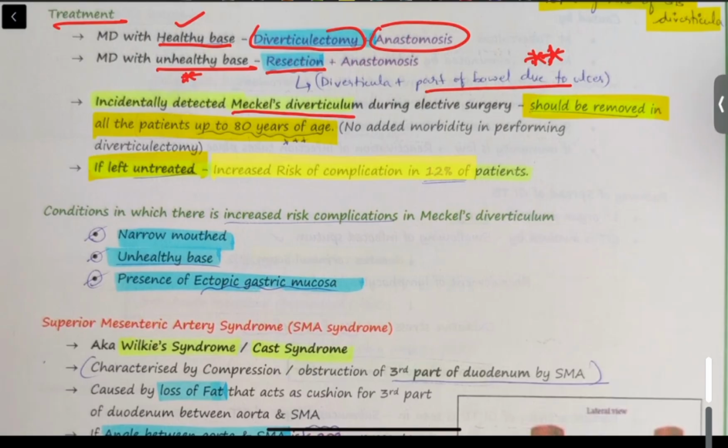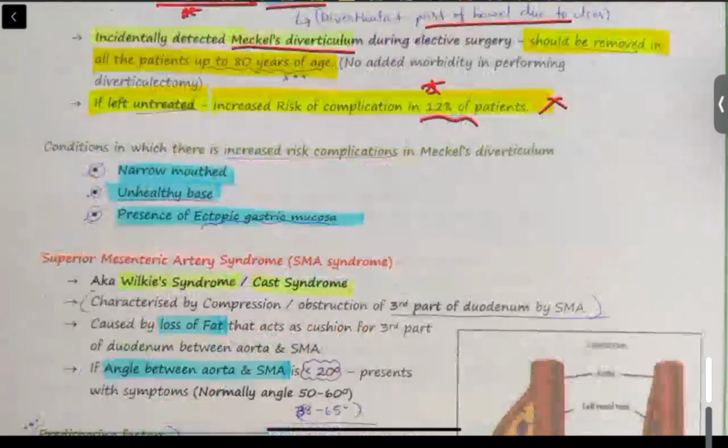Okay, if left untreated, what will happen? There is increased risk of complication. Almost this has been proven in 12% of patients. So there's nothing wrong in taking it out. Since it is incidentally diagnosed, just take it out. Otherwise there is increased risk. So why take risk when we can easily remove it? Okay, that is what they are saying.